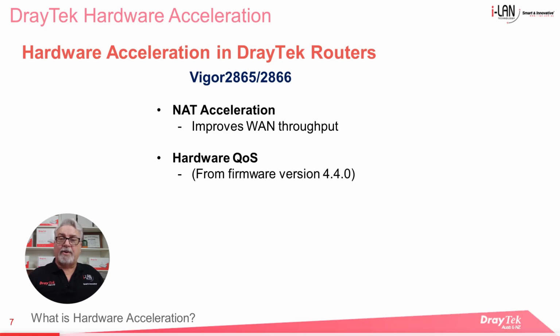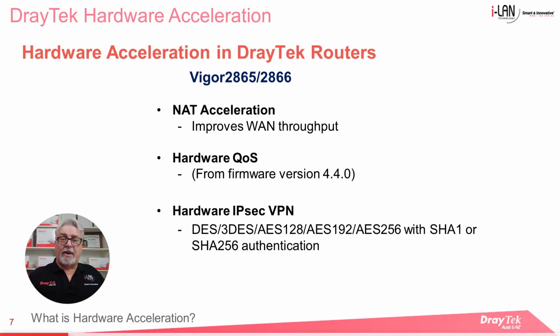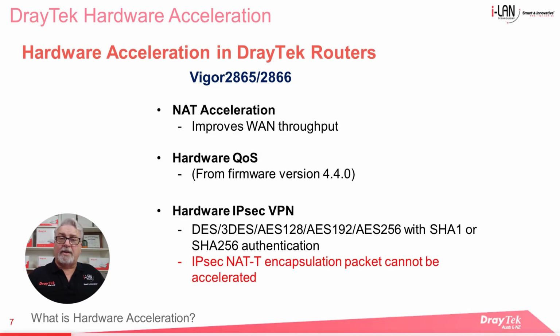Hardware-based QoS was introduced in firmware version 4.4.0 in later model routers to greatly improve quality of service performance. This is an improvement over software-based QoS processing, which placed a load on the CPU, which under heavy traffic conditions may have not been able to efficiently process all of the data. Hardware acceleration in later model Draitec routers greatly improves IPsec VPN performance as well. The limitation here is that IPsec NAT-T encapsulated packets cannot be accelerated.